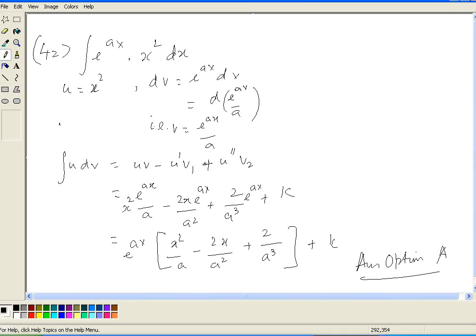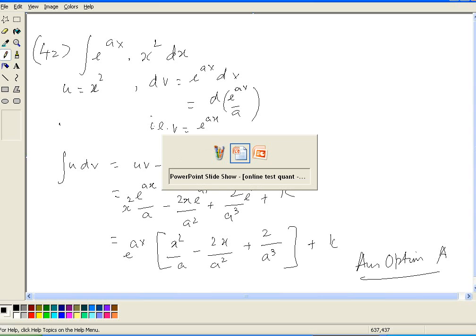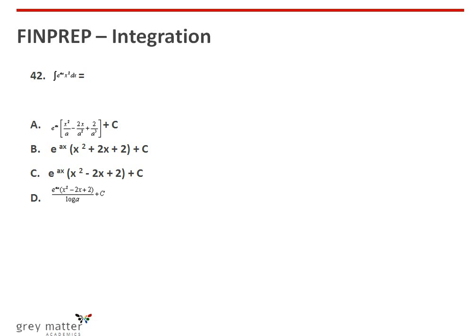Now the next term would be u prime v1, which will be 2x by a squared e power ax, plus 2 by a cube into e power ax, plus c, which can be written as e power ax into, within the bracket, x squared by a minus 2x by a squared plus 2 by a cube, plus c. So the answer is option A. Going to our PowerPoint presentation, the answer is A, which says e power ax into x squared by a minus 2x by a squared plus 2 by a cube plus c.